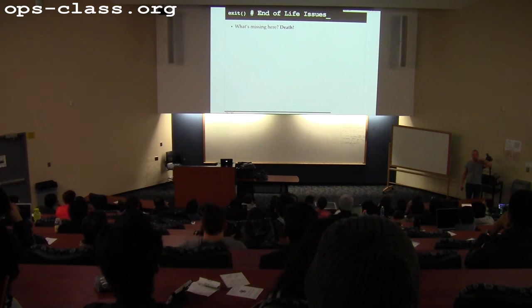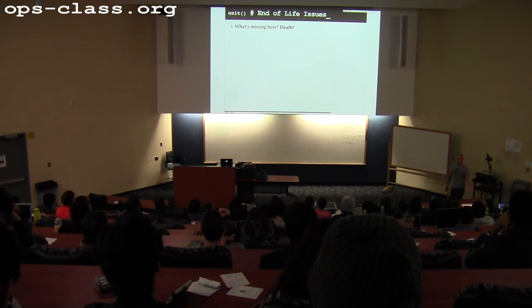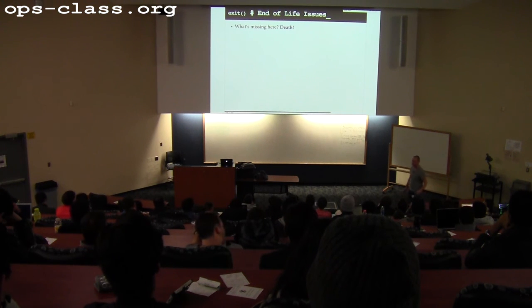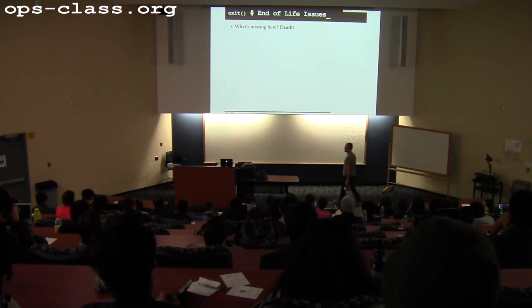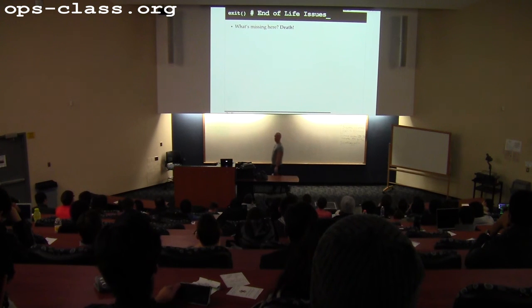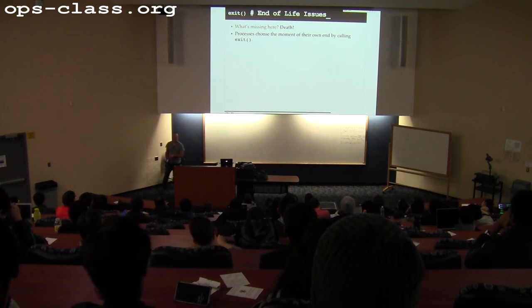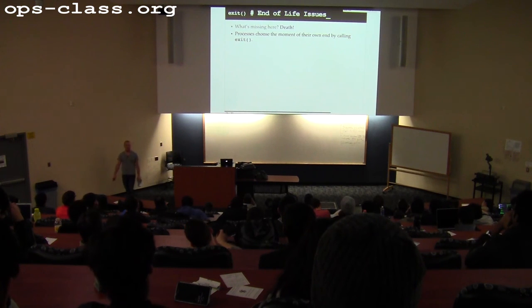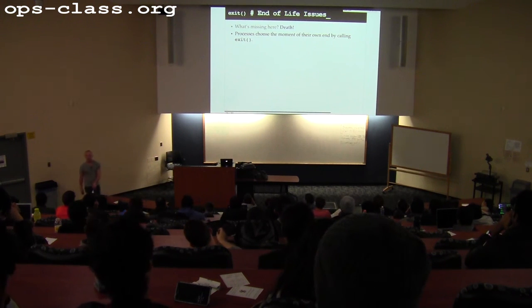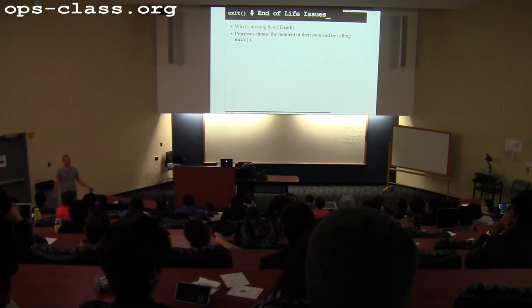So now we've seen how processes are born and how they change. And the last component of this is exit, death. How do I get rid of a process? Processes signal to the kernel that they are finished using another system call called exit. Pretty simple.